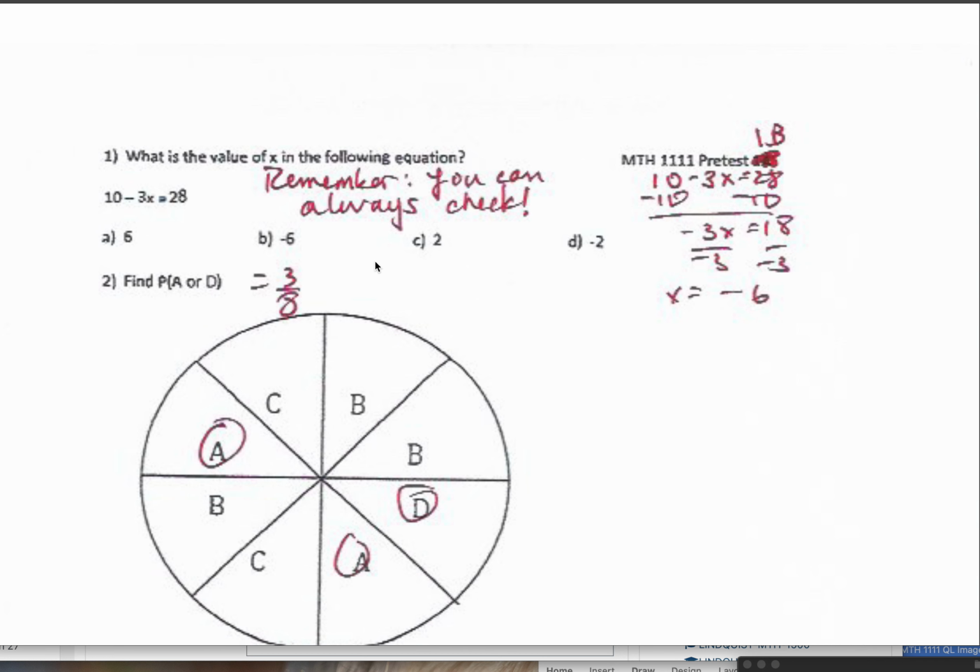Now, the point behind number one, these are prep type of questions that we went over, is to remember that you can always check. So even if you don't feel comfortable solving the equation, you can check all the answers and find the one that works.